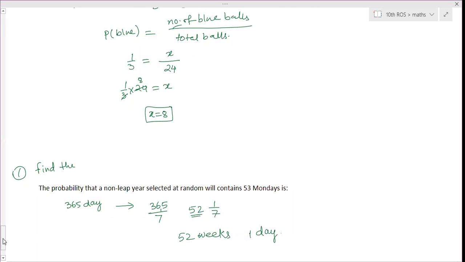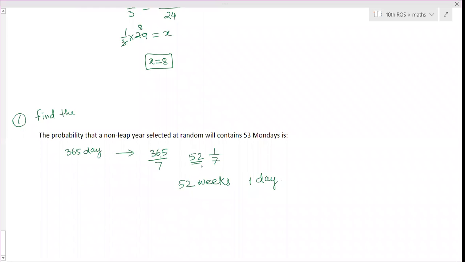Now 52 weeks means all the days will be present 52 times in a year. What is the probability that there are 53 Mondays? We know for sure there are 52 Mondays. When will the year have 53 Mondays? Yes, Mithun? The extra 1 day is a Monday.